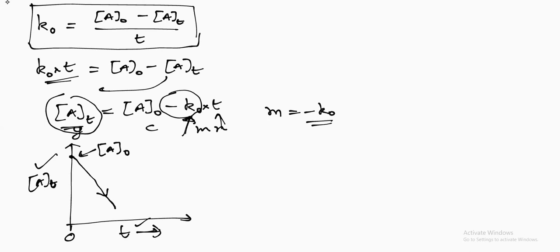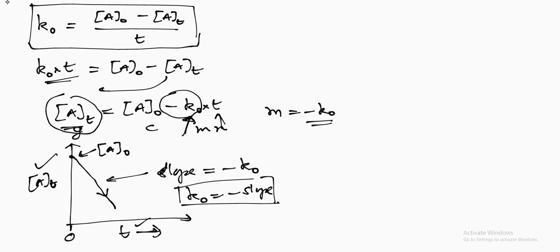And the slope of the straight line, which is nothing but m, will give you the value of k naught. So what is k naught? K naught is nothing but the negative of the slope of the straight line. So from the graph you can evaluate the value of the rate constant for a zero order reaction. Right, students, is this clear?